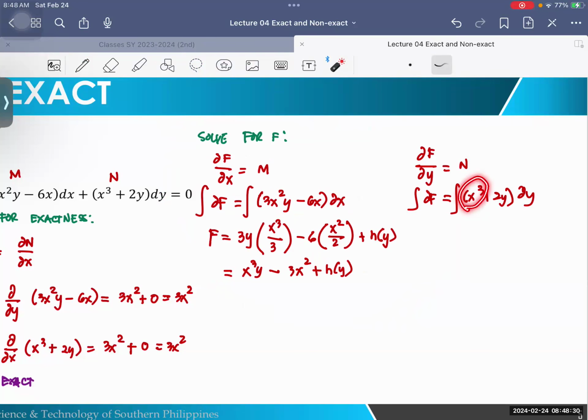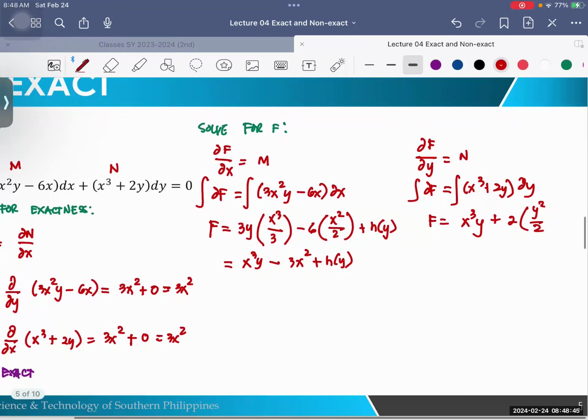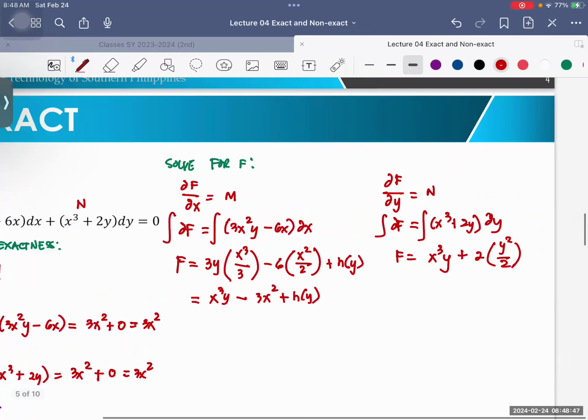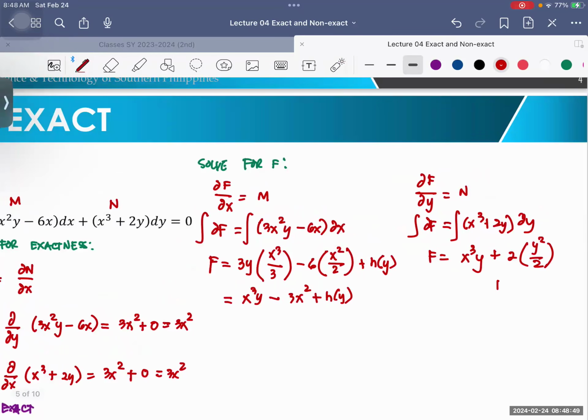So, if it is a constant, what will happen? Copy it along with the variable. So, that is f is equal to x cubed y. Plus 2, when you integrate the 2y, it becomes y squared over 2. Okay. Plus some function of x. So that means we have f is equal to x cubed y plus, simplify this, class, y squared plus g of x.